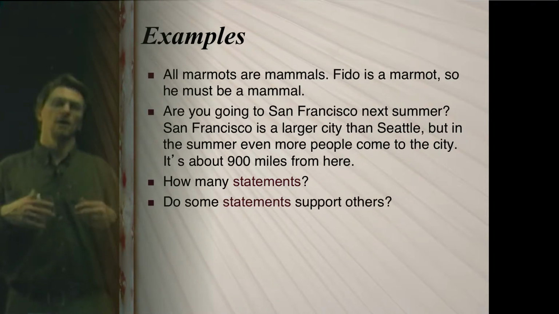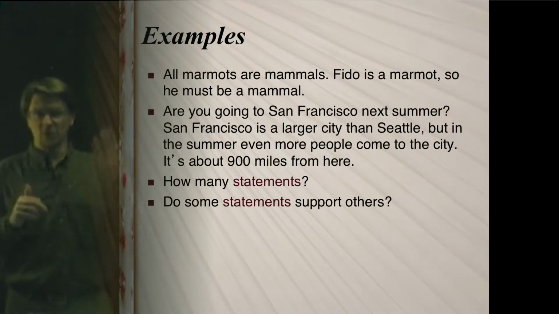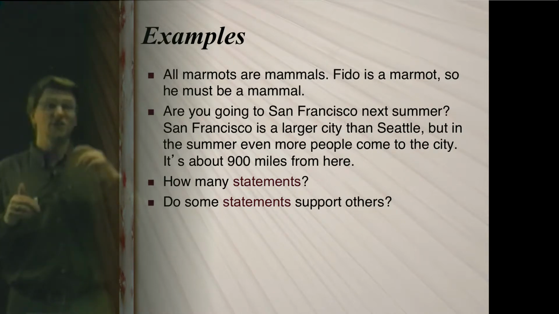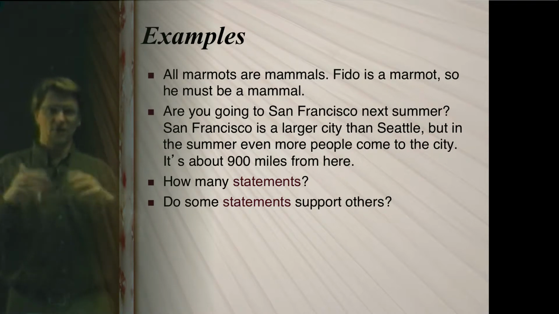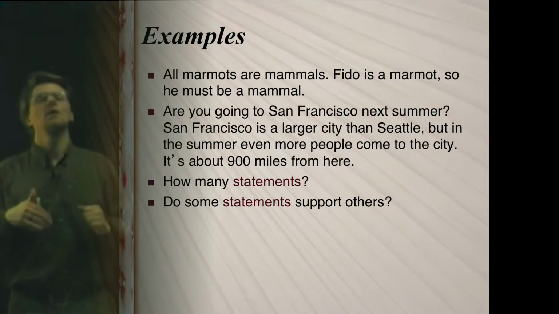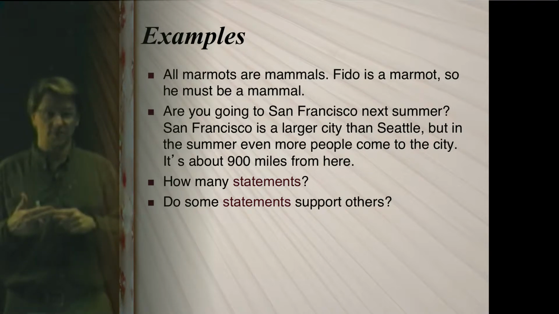Now, a more important question is whether or not some of those statements support others within that passage. In other words, looking at the first example here, is there one of these 3 statements that is being supported by the other 2? That is, is there evidence provided for it? I think if we pause and think about this, we can recognize that Fido must be a mammal is being supported by these 2 other statements, all marmots are mammals and Fido is a marmot.